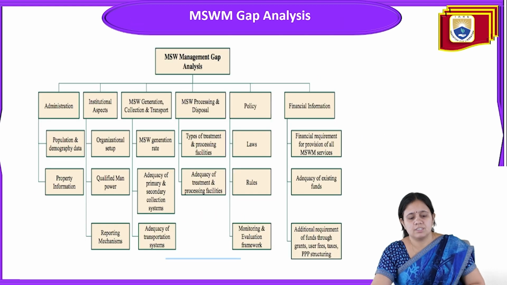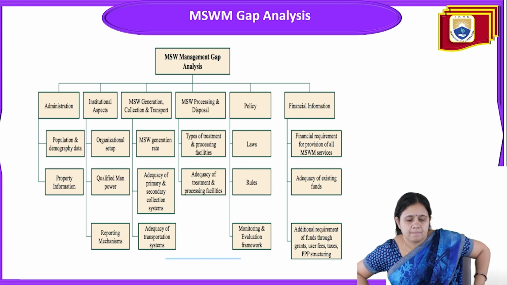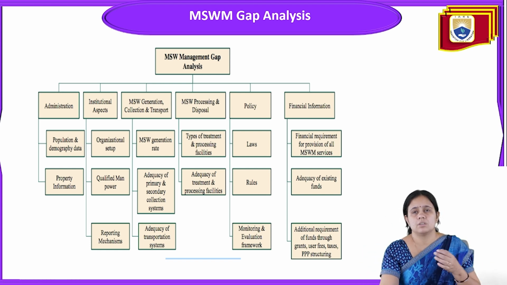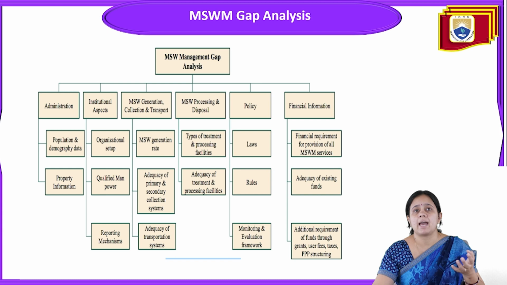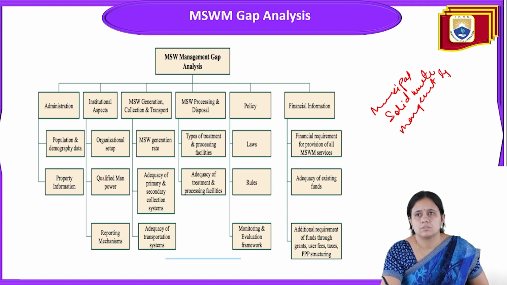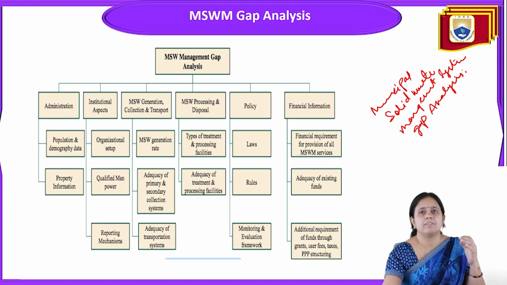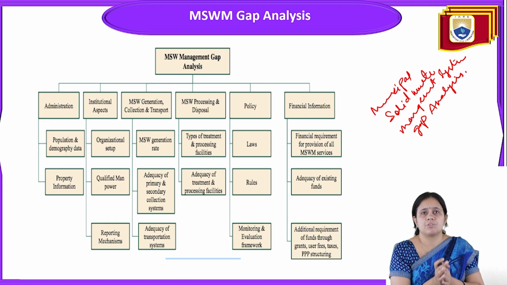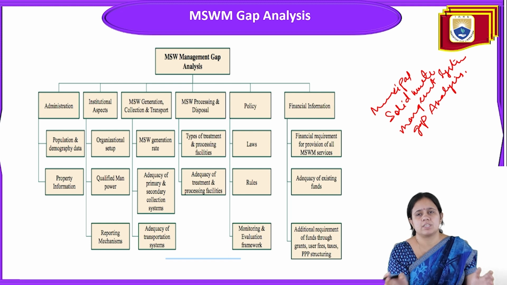Next we will discuss the gap analysis. This is the MSW system gap analysis, the municipal solid waste management system gap analysis. So the gap analysis will be divided into 6 categories.